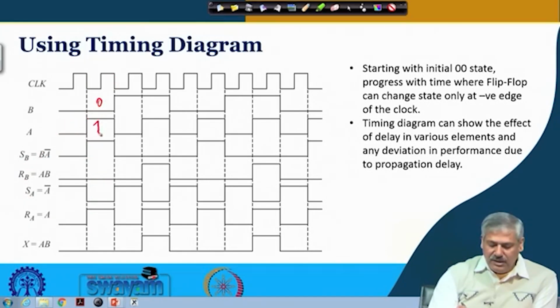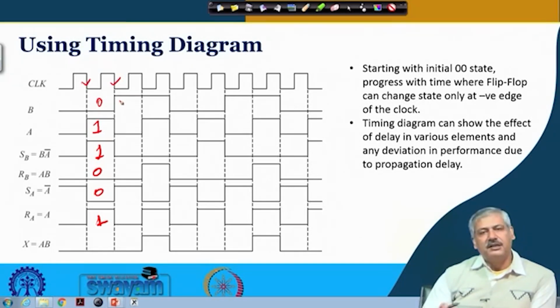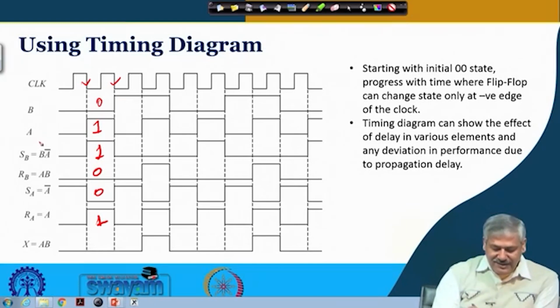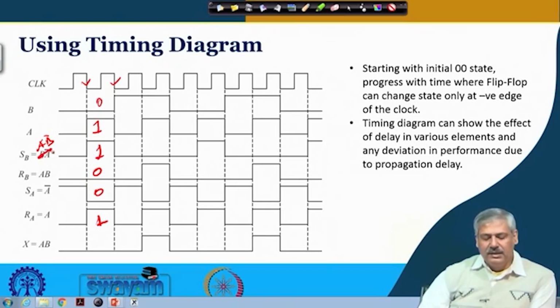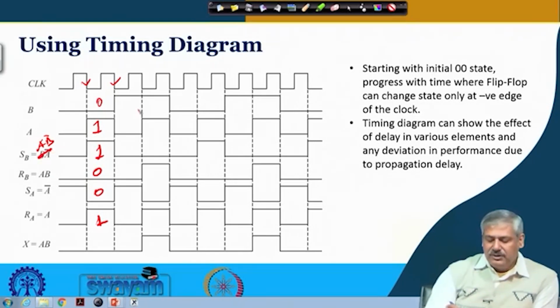So, 0, 1, so this is 1, this is 0, this is 0 and 1. Now, the clock trigger negative edge comes. So, at that time again the circuit can change. Again let me correct every time. So, then what happens?